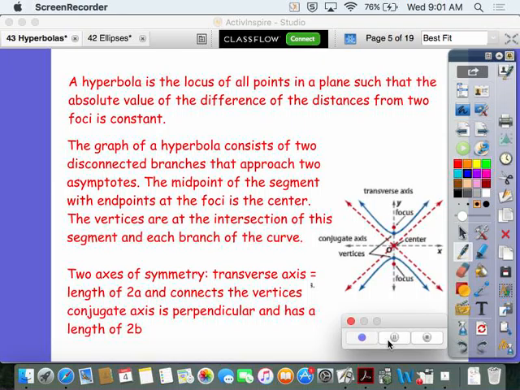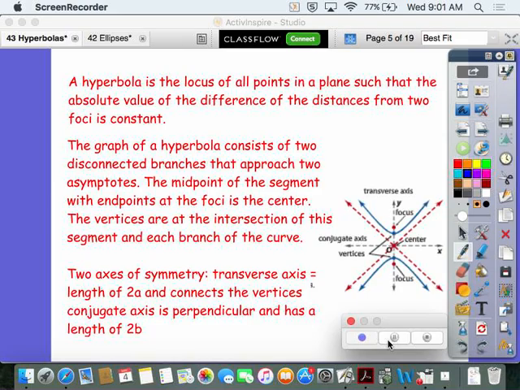As you can see in this picture, the blue represents your hyperbola. And so you basically have two disconnected branches. Those two parabola-looking curves are called branches, and they approach your asymptotes, which are, of course, dotted lines that a curve gets really, really close to, but does not cross or touch.